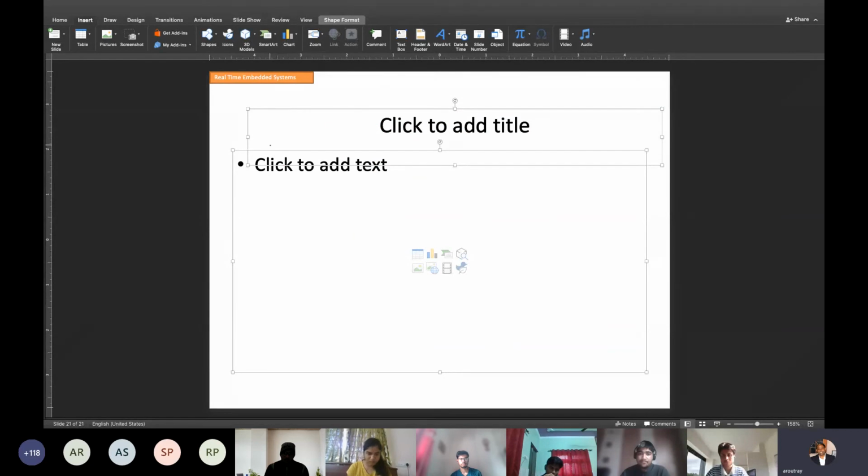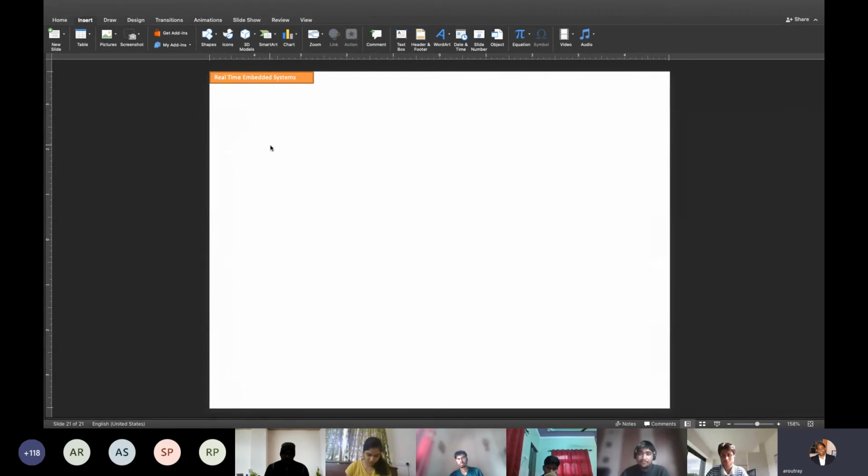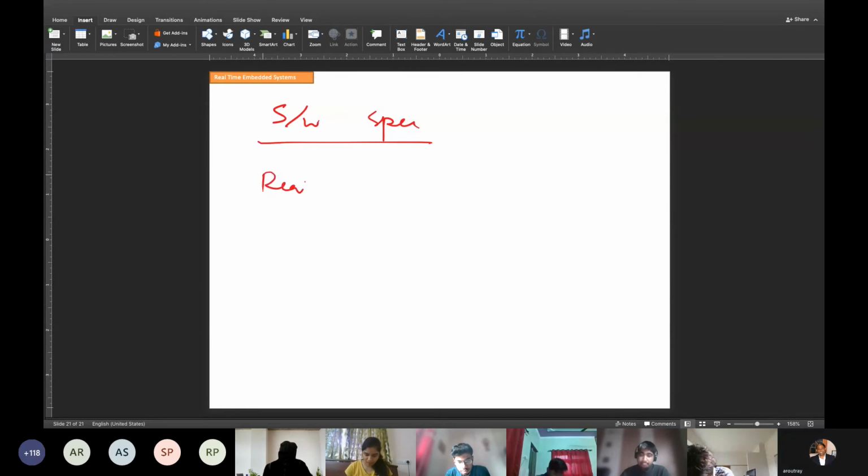Computation time. The software has to be written in a language, that is correct. So what is the first software specification? Somebody said time constant. Yes. The first software specification is the real time specification. The time constant depends upon the sampling frequency. That means your software code execution time should be less than the sampling time T. That is number one, the software specification.